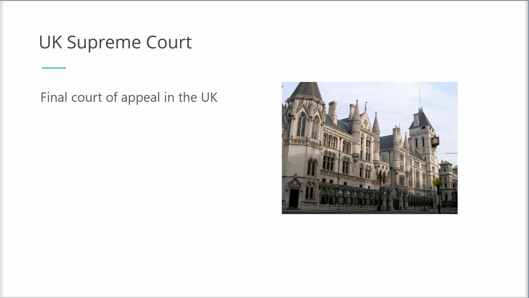The UK Supreme Court is the final court of appeal in the United Kingdom. Like its US counterpart, the UK Supreme Court only hears appeals for certain cases. These cases must include arguable points of law that are of the greatest public importance.